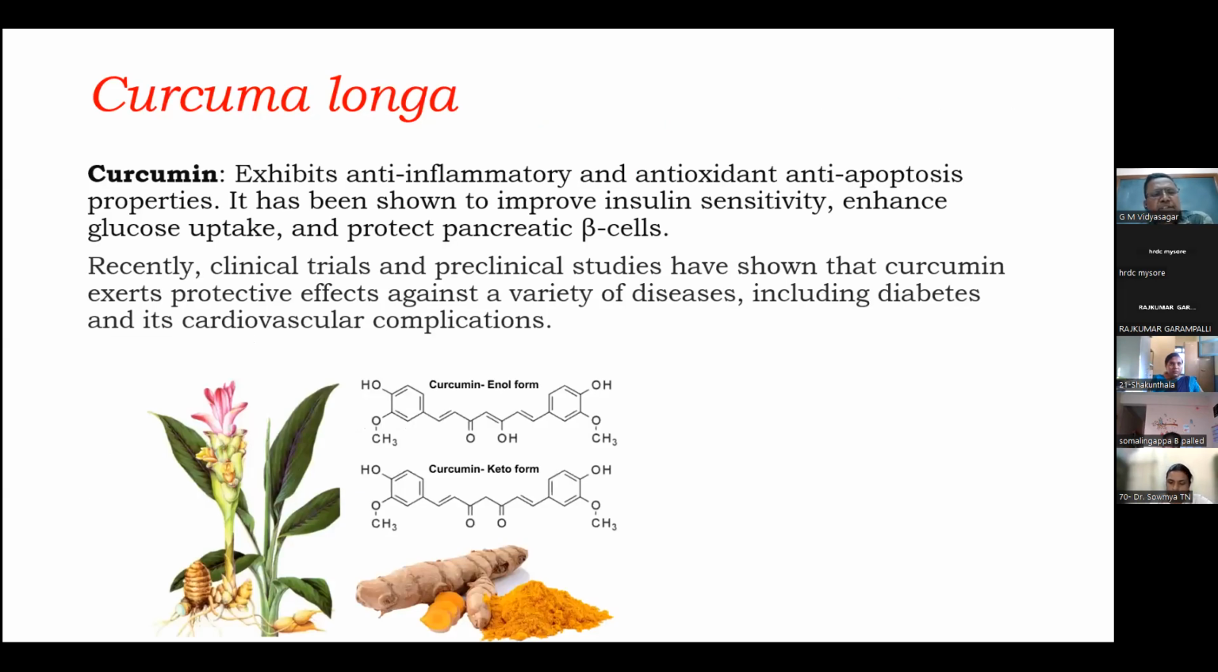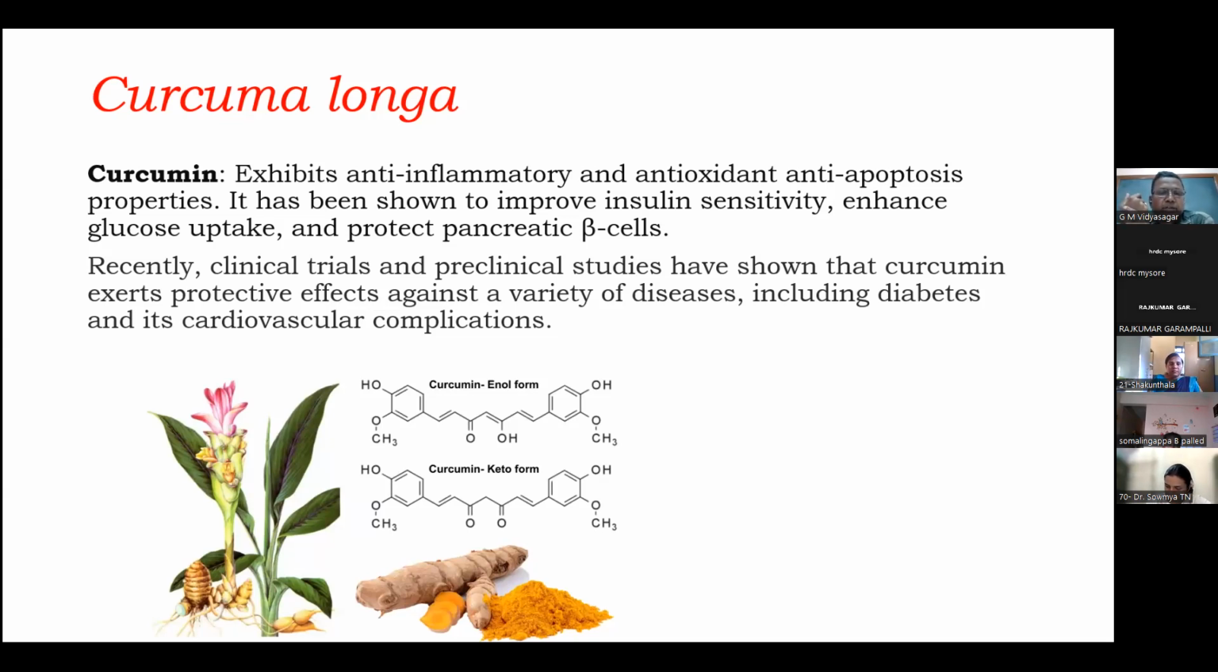Curcuma. So curcumin exhibits anti-inflammatory, antioxidant, and anti-apoptosis properties. It has been shown to improve insulin sensitivity, enhance glucose uptake, and protect pancreatic cells. This is a very important one. So curcumin exists in 2 forms, enol form and keto form, and both are equally important. They are working very well in the diabetic, along with many other properties like antioxidant or anti-inflammation.